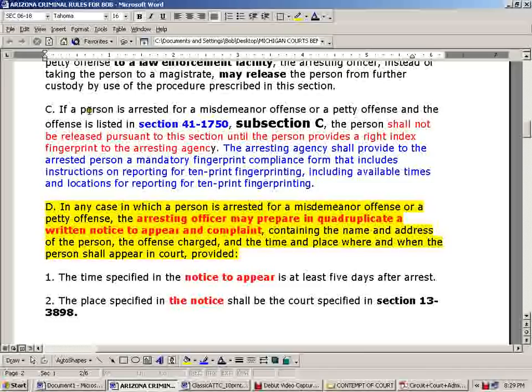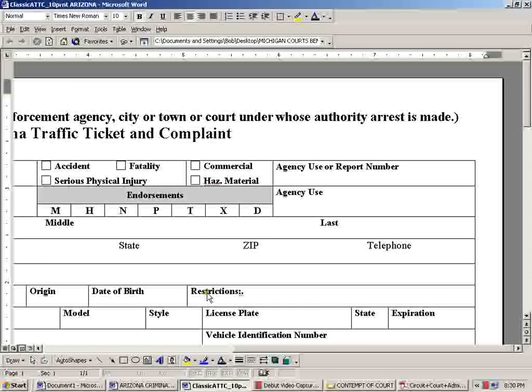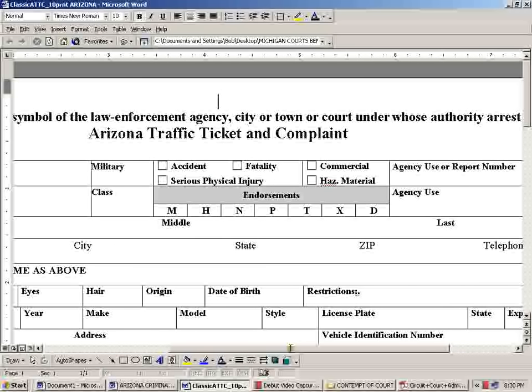If a person is arrested for a misdemeanor offense or a petty offense and the offense is listed in some section, shall not be released unless they're fingerprinted. In any case in which a person is arrested for a misdemeanor offense or a petty offense, the arresting officer may prepare in quadruplicate a written notice to appear and a complaint containing the name and address of the person, the offense charged, and the time and place when the person is to appear in court. Again, if they give you this damn piece of paper, you've been arrested. You're under arrest as soon as they give you this paper.